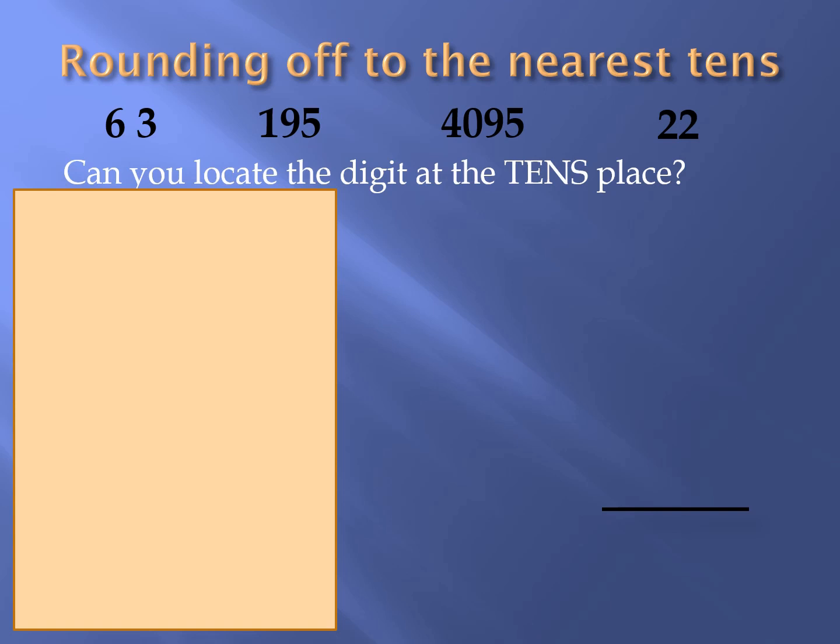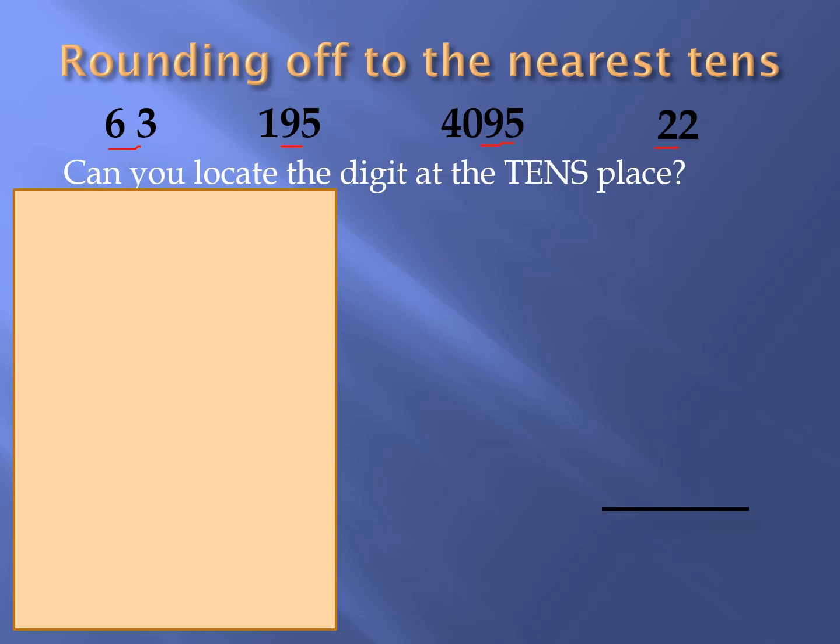Can you locate it? I'm sure you could. Okay, here 6 is at tens place, here 9 is at tens place, again 9 is at tens place and 2 at tens place. Why are we talking about the digit at tens place? Because we are rounding off to the nearest tens. So we have to deal with the digit at tens place.